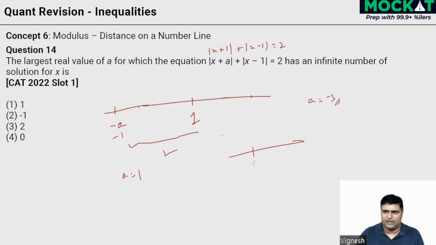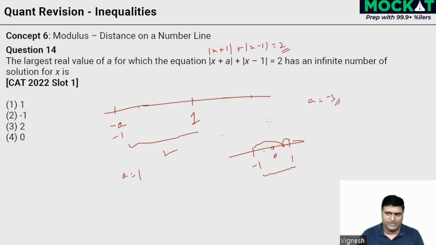Just a quick look again. Minus 1 to 1, any point in between. Take 0.5: it is 0.5 away from here and 1.5 away from here, which adds up to 2. Take 0: 1 away and 1 away adds up to 2. All points between will satisfy as long as the distance between these is 2. Anything beyond that is going to be a finite set of points. Only at this exact difference is it going to be infinite.